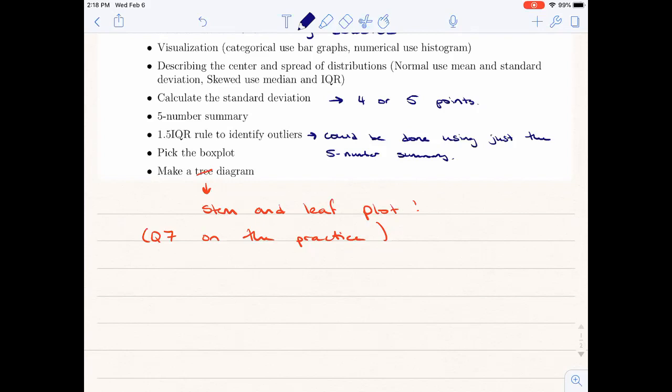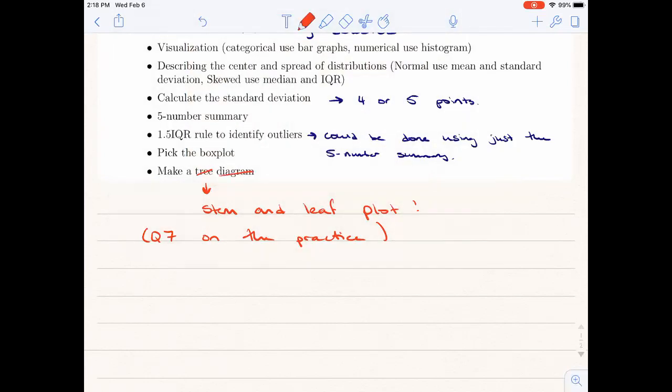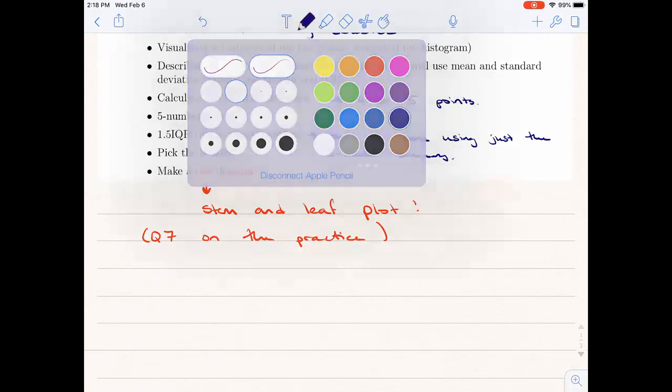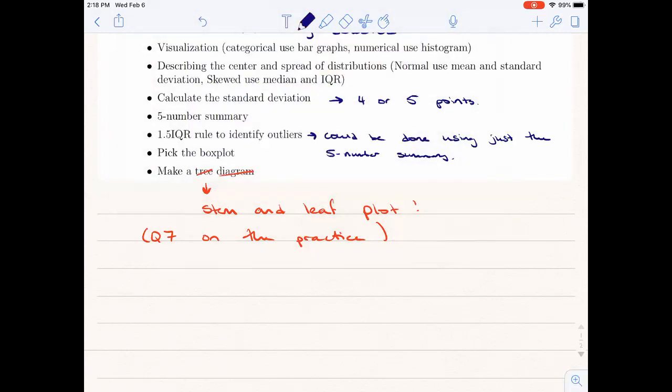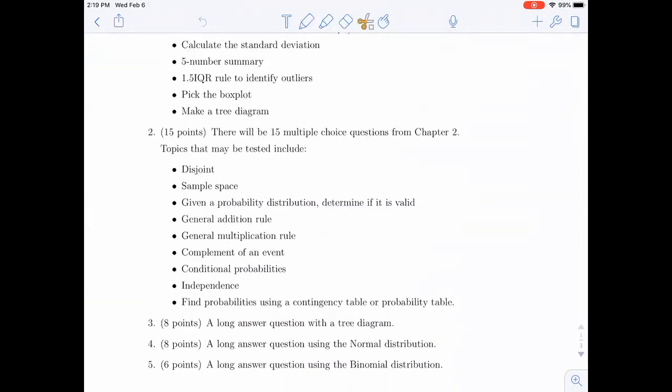And then make a stem and leaf plot, not a tree diagram. I guess this is crossed out too. Any questions about that? So just kind of testing our way through chapter 1.